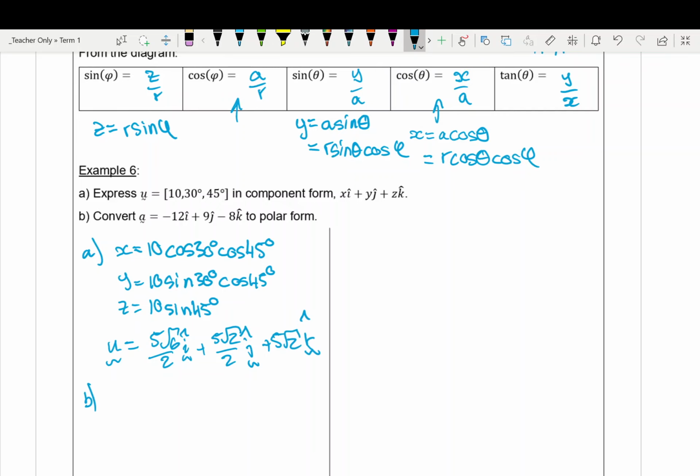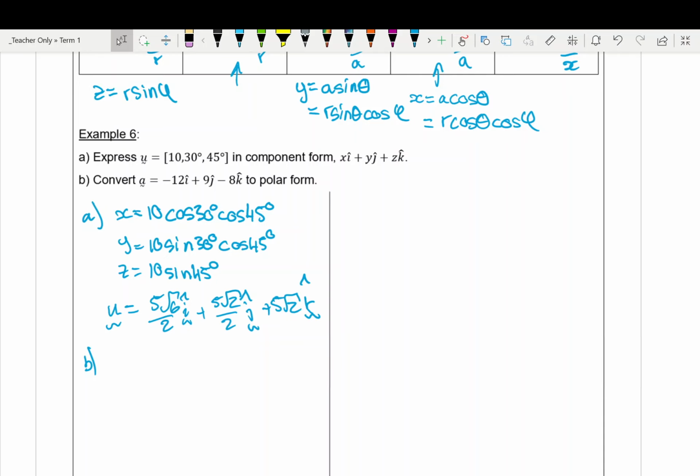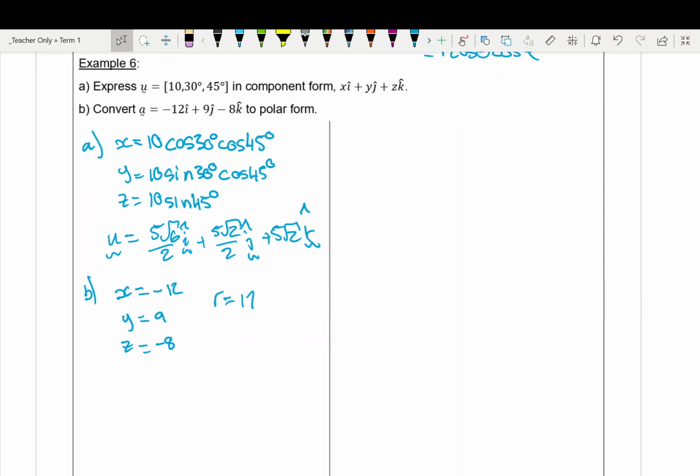Part B, we're looking at converting a to polar form. So to do that, we need to first identify what our x, y, and z are. So our x is -12, our y is 9, and our z is -8. So we'll first find our value of r. If you take those three, square them, add them up, square root them, that's going to give you a value of 17.